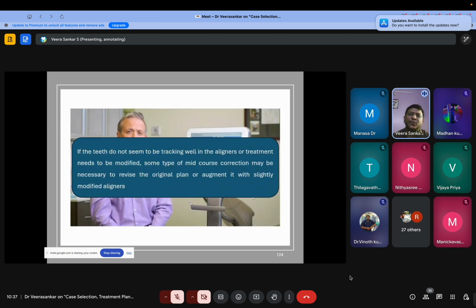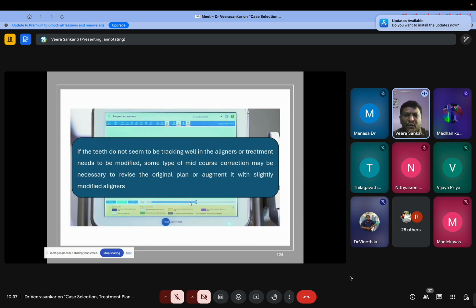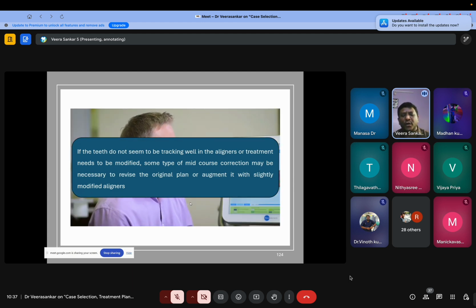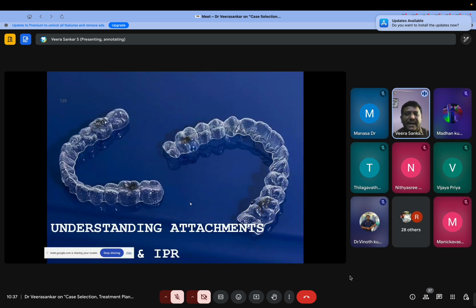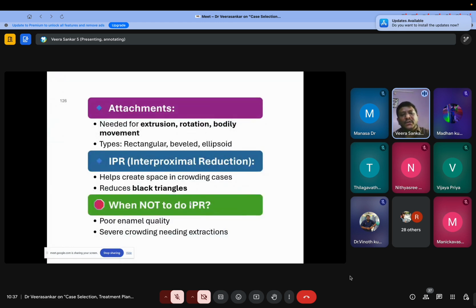So if the teeth do not seem to be tracking well in the aligners or treatment needs to be modified, some type of mid-course correction may be necessary, to revise the original plan or augment it with slightly modified aligners. So that's understanding the attachments and IPR. In certain cases requiring more extrusion or rotation, or bodily movements, I request you to go for attachment placement, like rectangular, bevel or ellipsoidal attachments. IPR is required in cases to reduce the black triangles, as we discussed before. In a case where you encounter poor enamel quality, I advise you not to go for IPR.